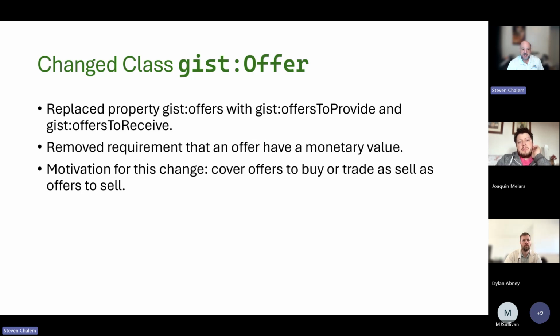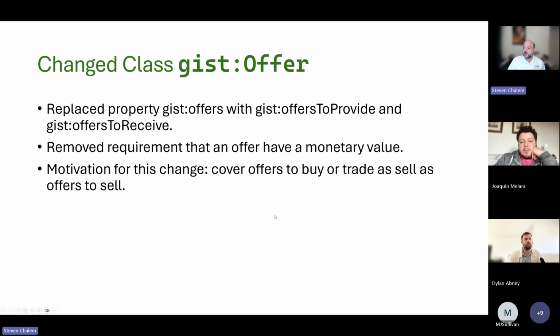And so we made some changes here to generalize the concept of offer. We removed the requirement that there be a monetary value associated with it, and this is to accommodate things like trades or barter. And we created some more specific properties.